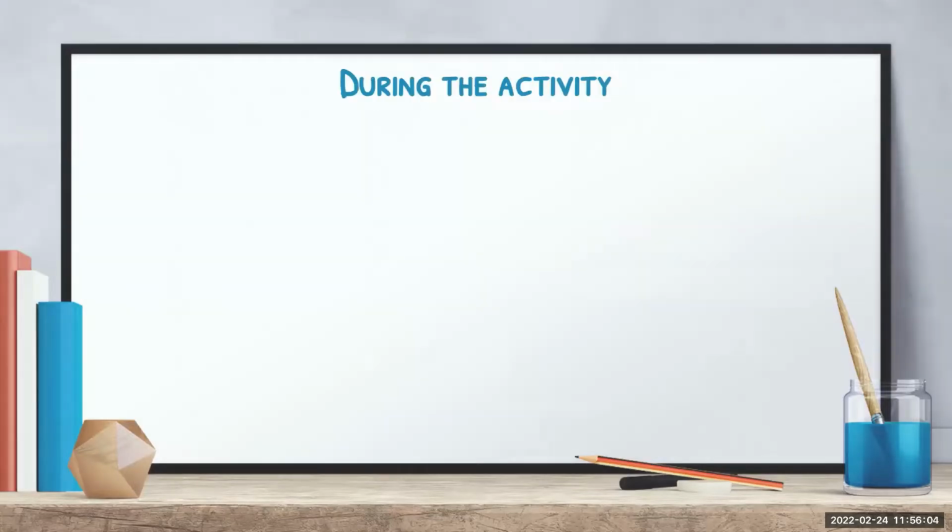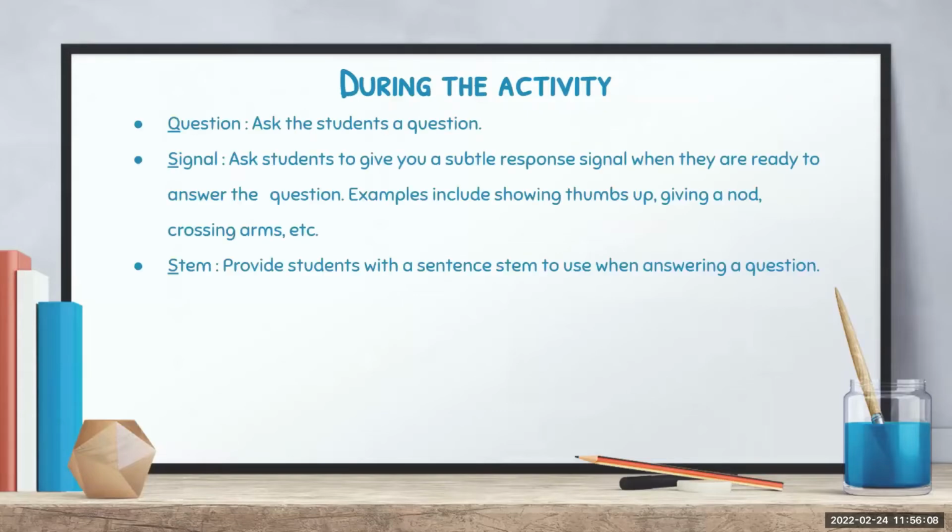During the activity, these are the steps to follow. Question. Ask the students a question. For signal, ask students to give you a subtle response signal when they are ready to answer the question. Examples include showing a thumbs up, giving a nod, crossing their arms, etc. Stem. Provide students with the sentence stem to use when answering a question.